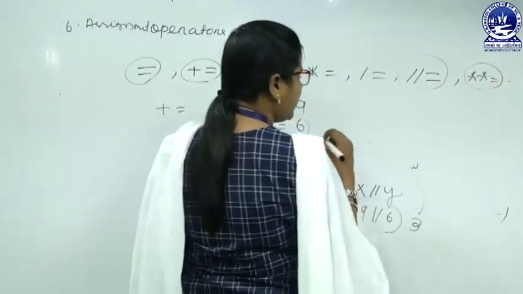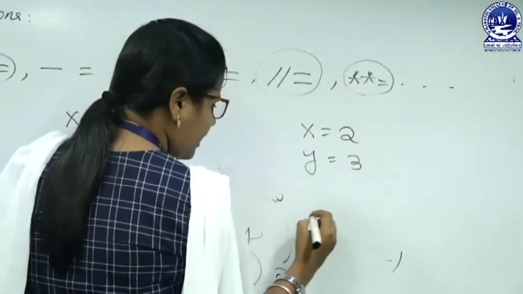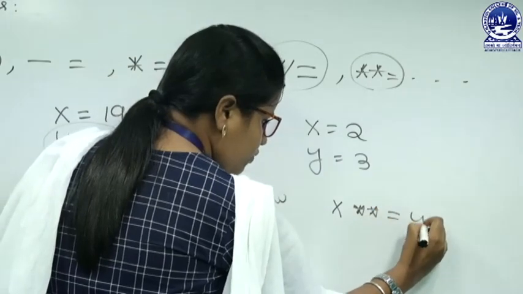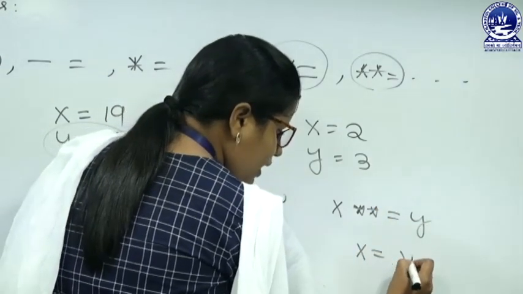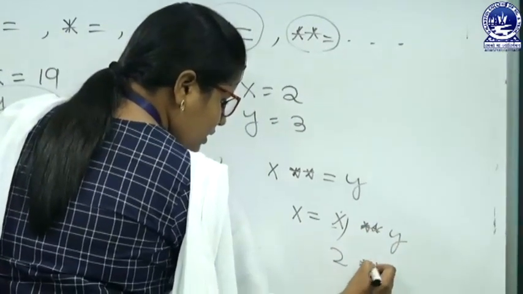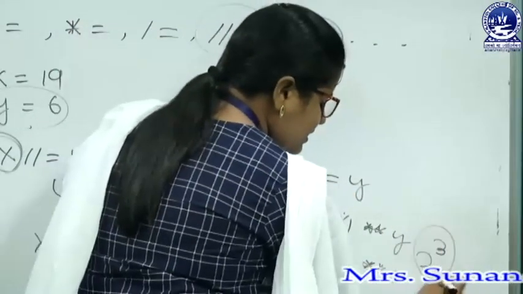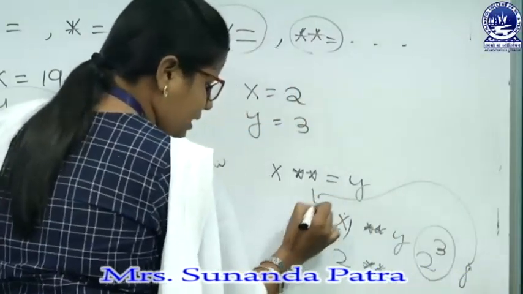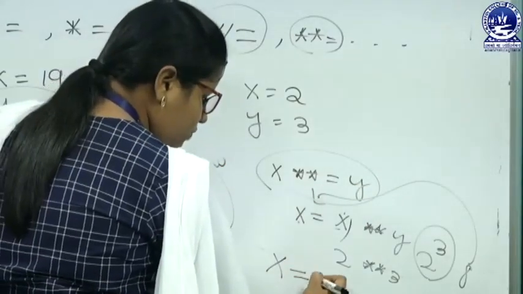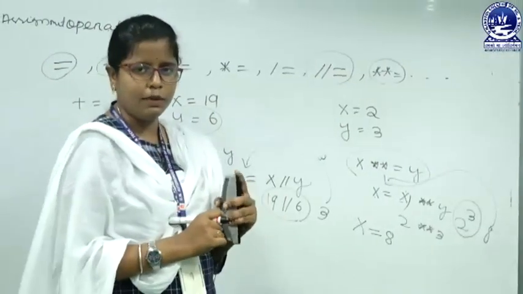Coming to the exponent operator, suppose x equals 2 and y equals 3. Here I am writing x exponent equals y. That means x equals x exponent y. So, 2 exponent 3, that is what? 2 to the power 3. That will result in 8, and then 8 will get assigned to x. So, after executing this statement, the x value will be 8, but the y value remains unchanged. So, this is all about the assignment operators.